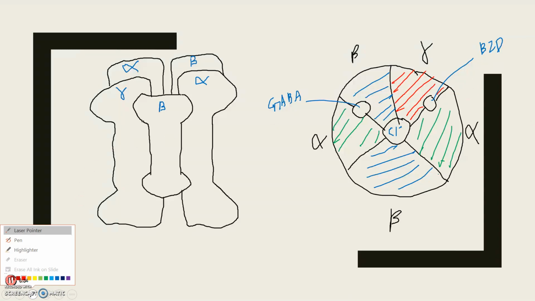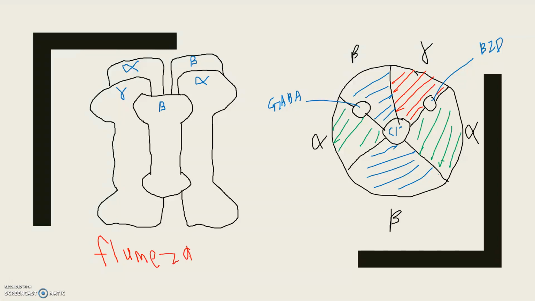Okay, let me just write flumazenil. This flumazenil is basically given in benzodiazepine overdose as well as for reversal of anesthesia.